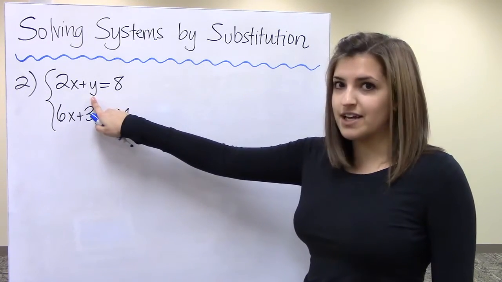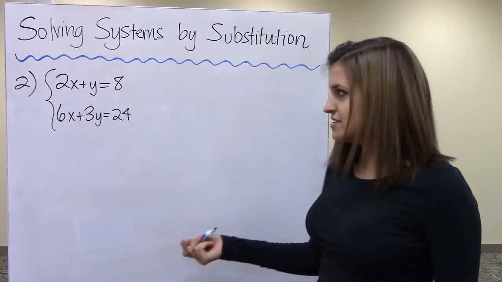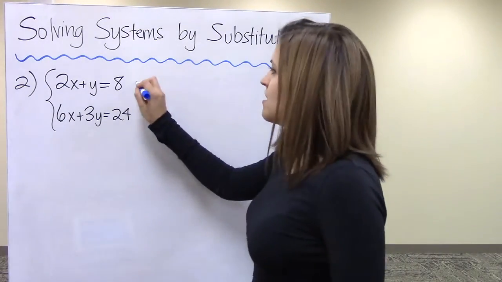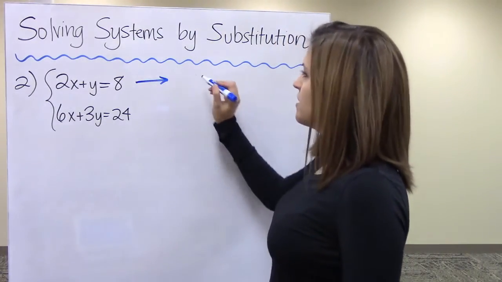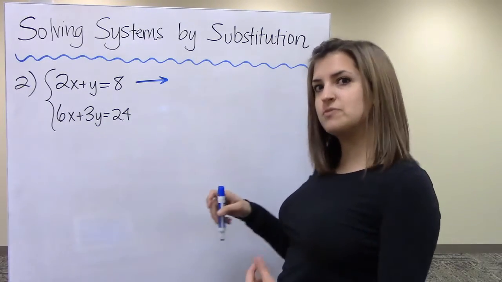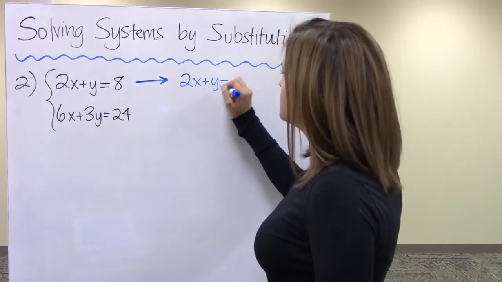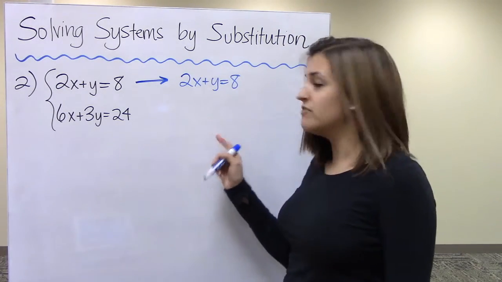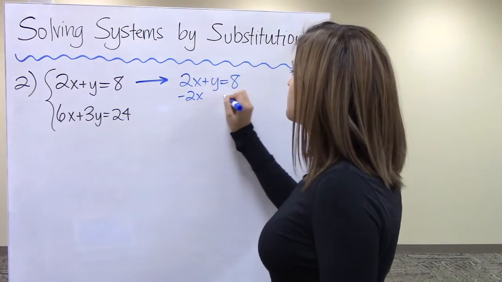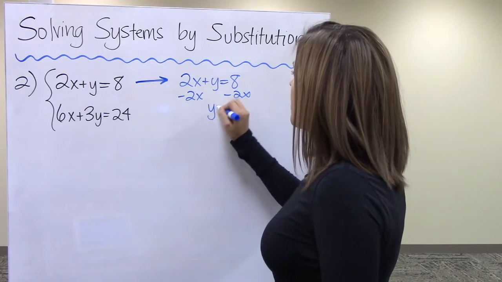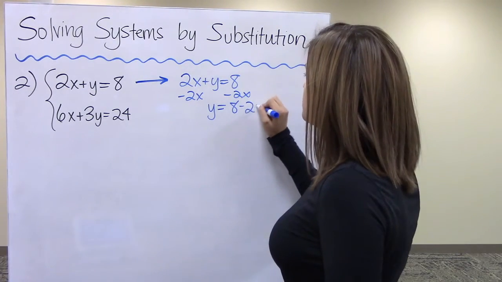So I can isolate it without having to divide in the end. So I'll show you what that looks like. Let's bring this over here, and we're going to solve for y in terms of x. So we will get 2x plus y equals 8, and I want to get y by itself, so I'm going to subtract 2x from both sides. And I'll get that y equals 8 minus 2x.